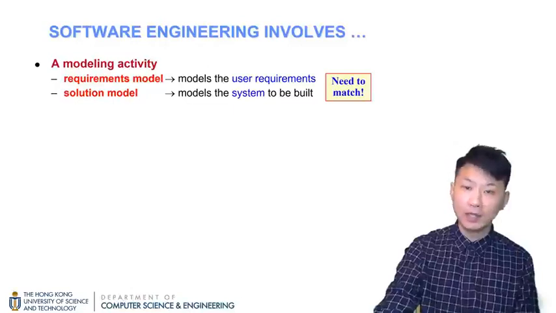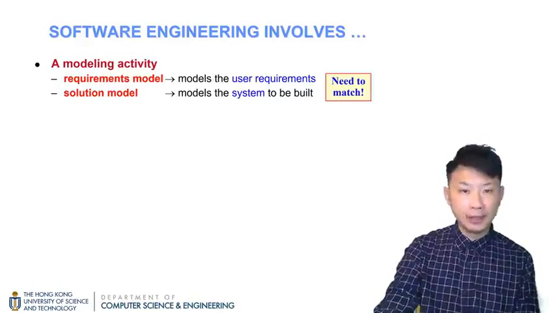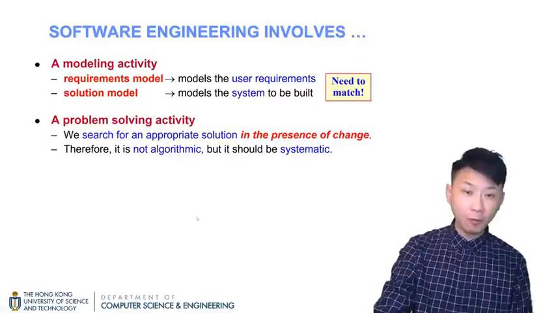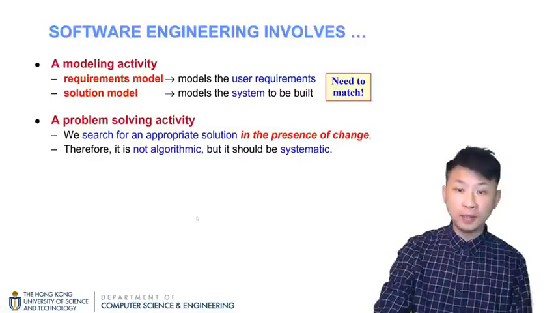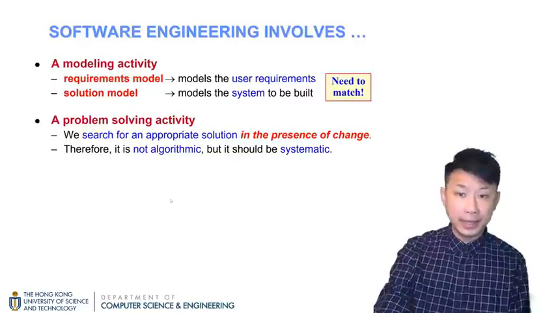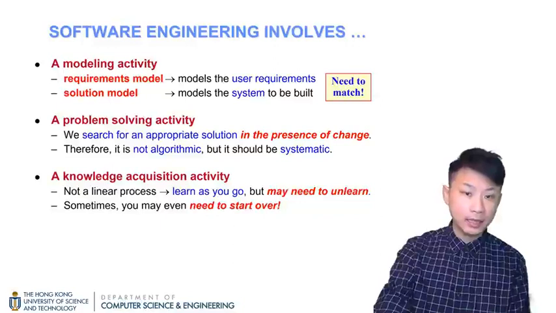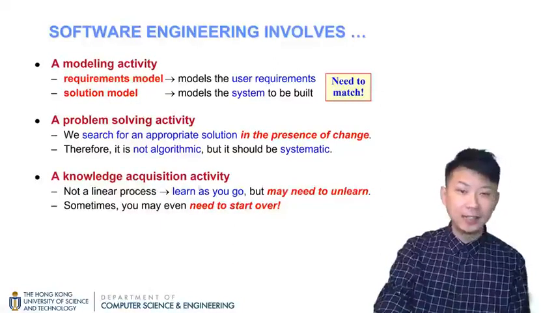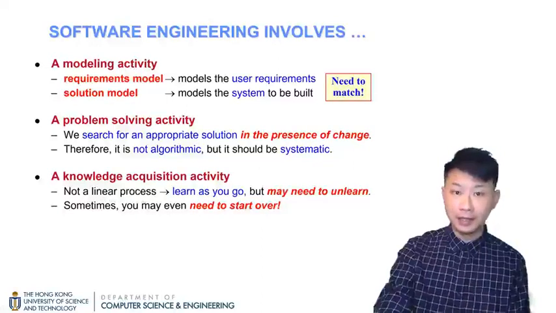Okay, and then we have to match the requirement model with the solution model. And it's a problem-solving activity. We try to look for the most appropriate solution in the presence of change. And that's why it's not algorithmic, it's systematic. And it's a knowledge acquisition activity. Notice that this knowledge acquisition activity is not a linear process.